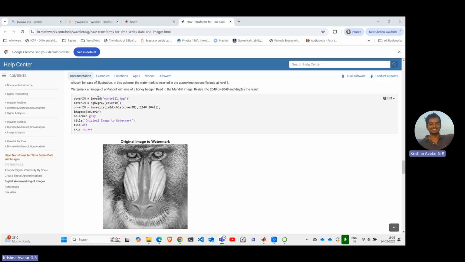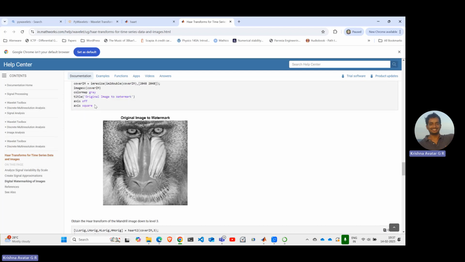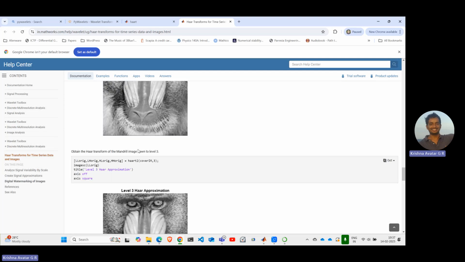And you have, say, an image of a mandrill, and one of a honey badger. So you have this mandrill image. You read it using the imread function. Then you convert it into a grayscale image, and then you resize it to 2048 by 2048 pixels, and then you can just show the image. The command for it is imagesc, and you can set the colormap to gray. Of course, the title and the rest are obvious.